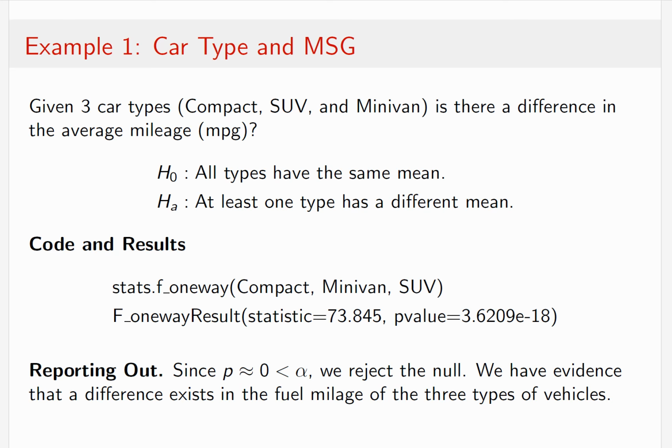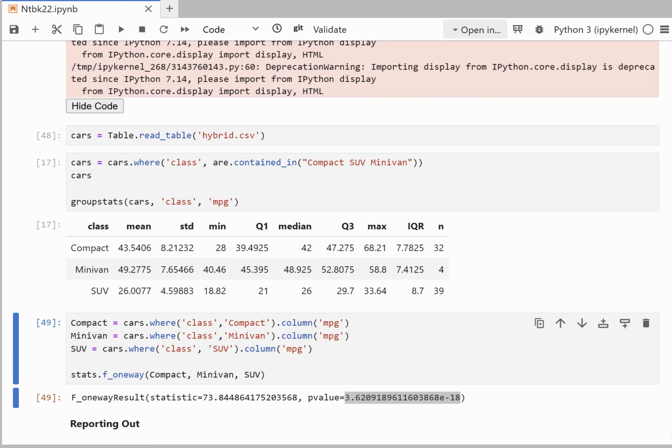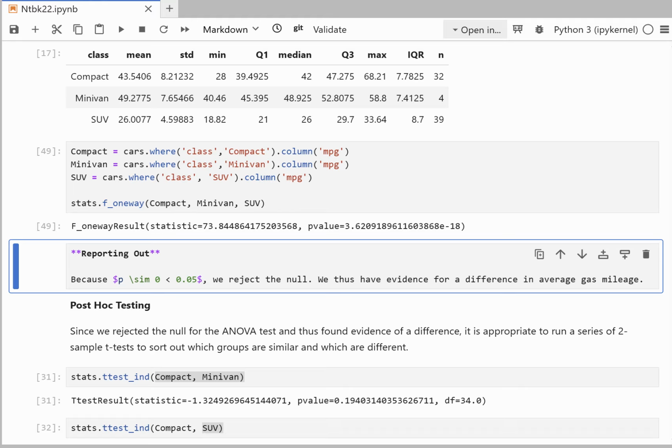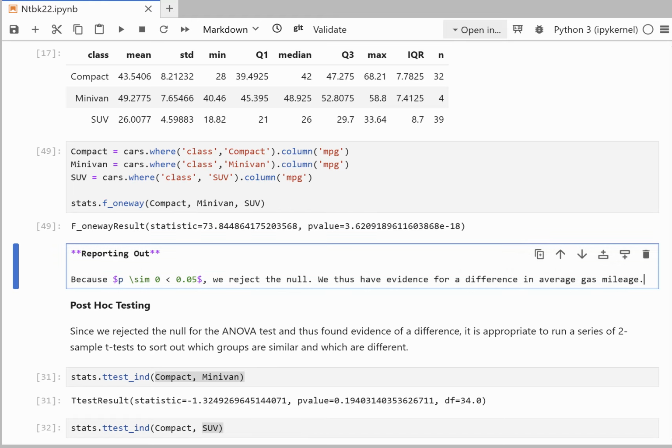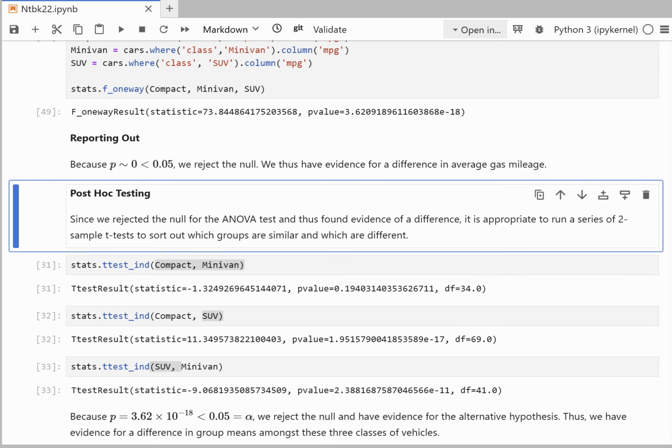Okay, so in our notebook, I put basically the same thing as reporting out. And then your notebook doesn't have this post hoc testing bit, but that's what we're doing. They say, hey, the p-value is small. We rejected the null. Let's use these two sample t-tests to see where the differences lie between the vehicles.